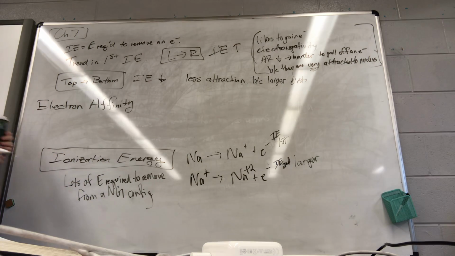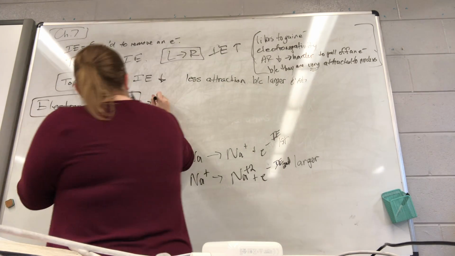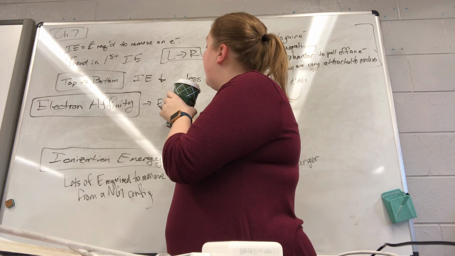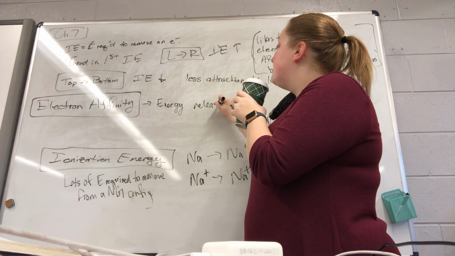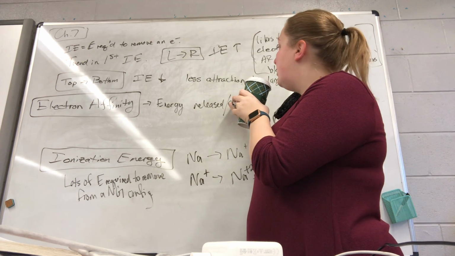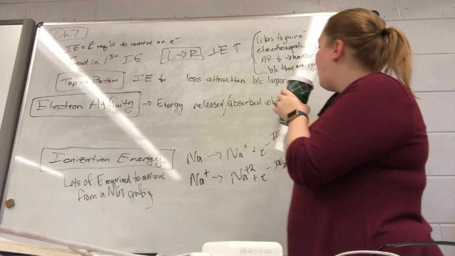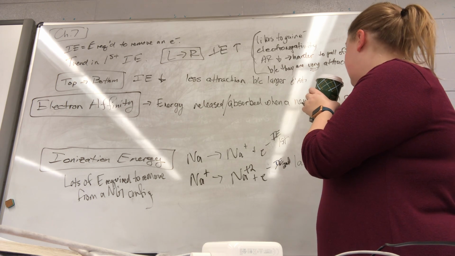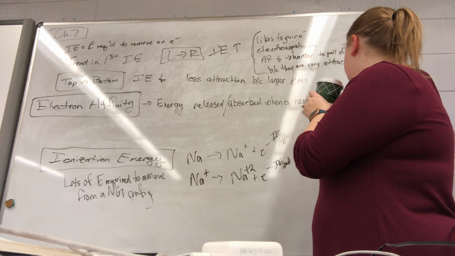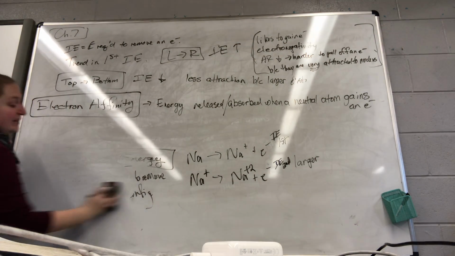The opposite of ionization energy is electron affinity, which means what? What is it? The ability to gain electrons. So this is going to be yes, but specifically an electron affinity is the energy released or absorbed when a neutral atom gains an electron. So we talked about electron affinity as a favorability concept.